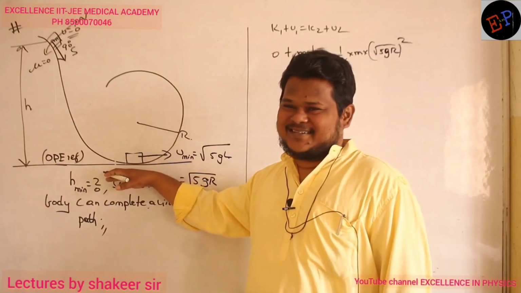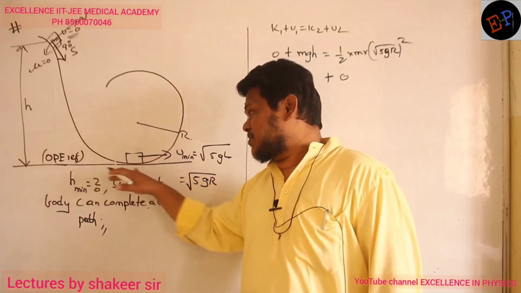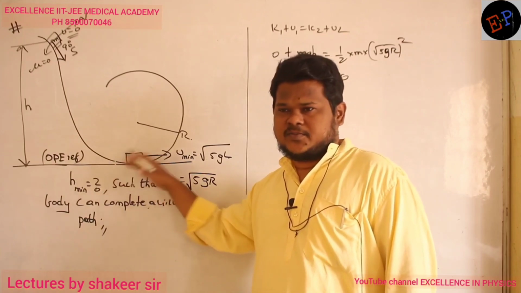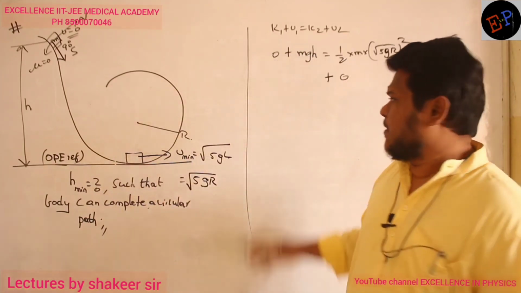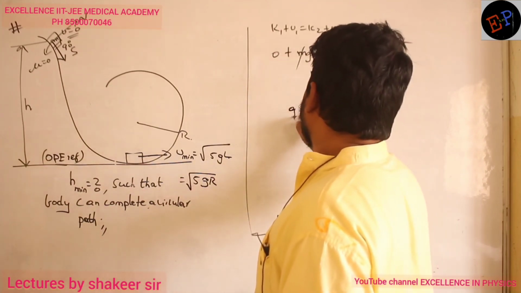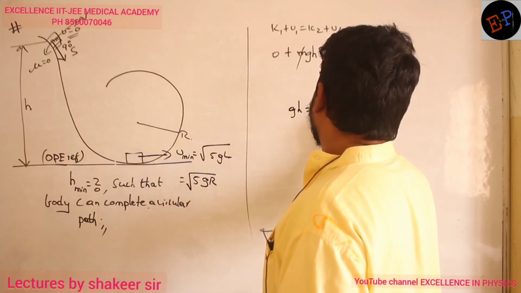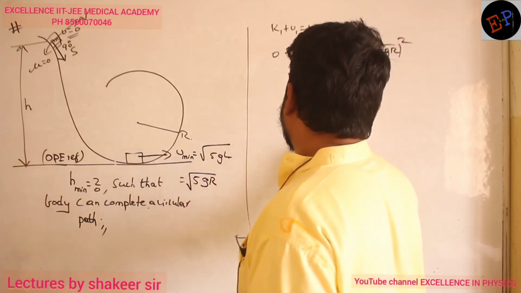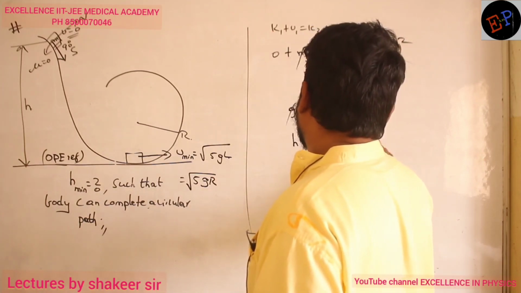Height is 0, right? We are discussing the potential energy at this position. It is at the zero reference condition, so potential energy will be 0. Now do the calculation. Mass and mass get cancelled. So gh equals 5gr divided by 2. G and g get cancelled. So h equals 5r divided by 2, that is 2.5r.